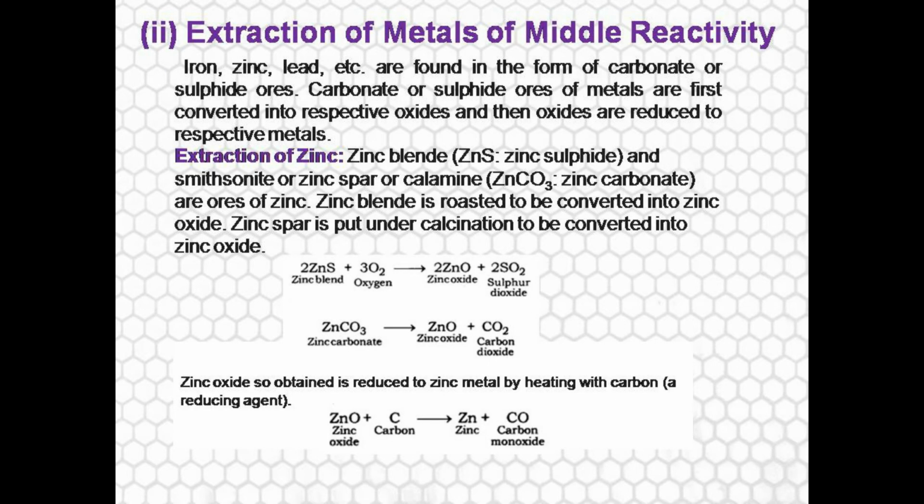Then the second comes the extraction of metals of middle reactivity. Metals like iron, zinc and lead are found as carbonate or sulfide ores. The carbonate and sulfide ores are first converted into their respective oxides and then are reduced to respective metals. For example, extraction of zinc: the ore of zinc is known as zinc blende, that is ZnS, and we can say that ZnCO3 is also an ore of zinc. Then zinc blende is roasted and converted into zinc oxide, and zinc spar is put under calcination. What is zinc spar? ZnCO3, that is the carbonate ore of zinc. Then this zinc spar is put under calcination to be converted into zinc oxide.